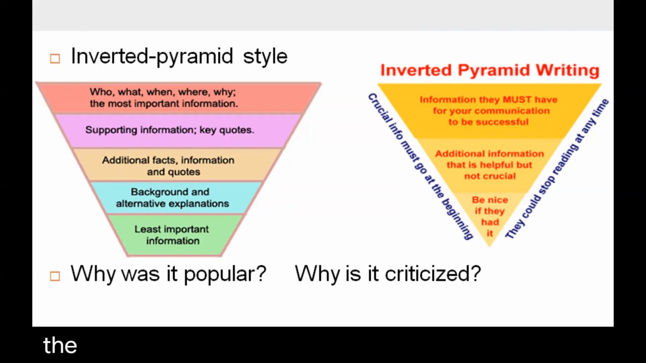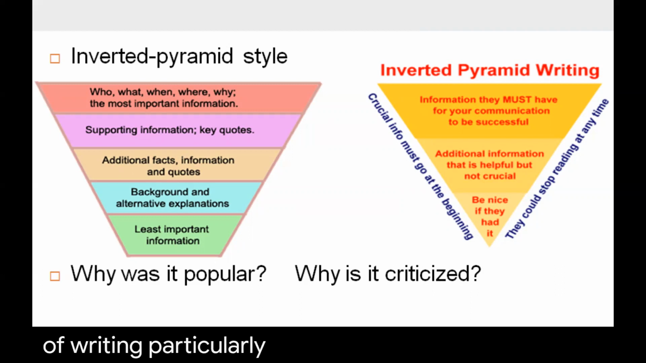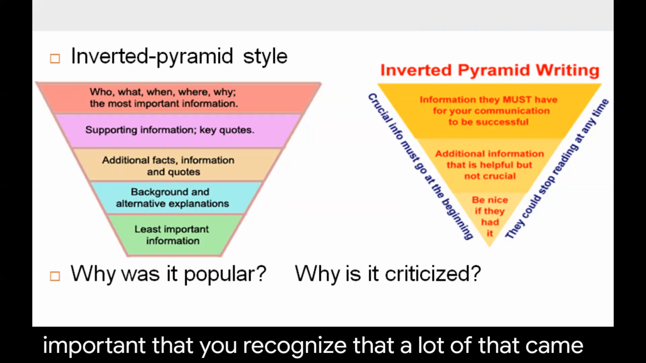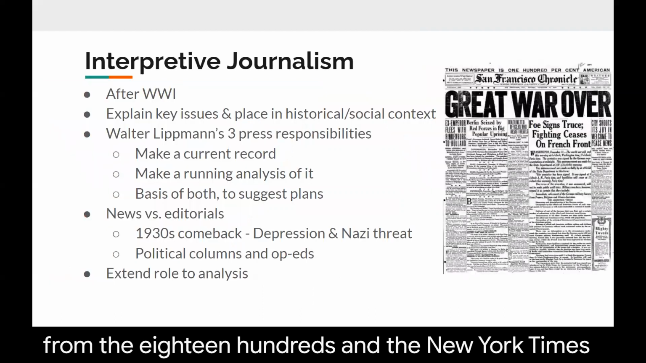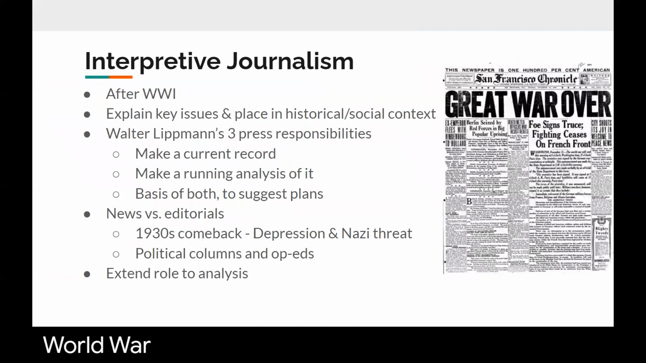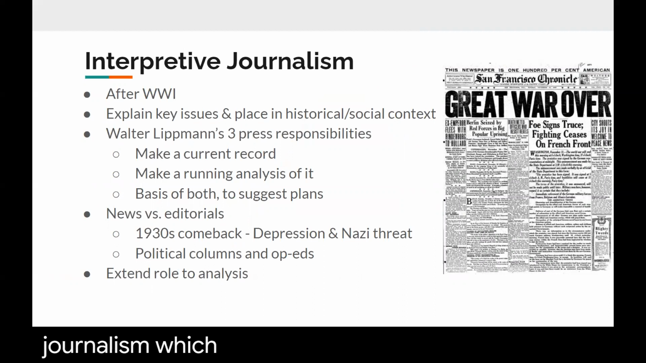However, the inverted pyramid style is still the preferred method of writing, particularly for print media. And so it is important that you recognize that a lot of that came from the 1800s and the New York Times style writing. Now, after World War I, we start getting more into interpretive journalism, which explains key issues within a historical and social context.